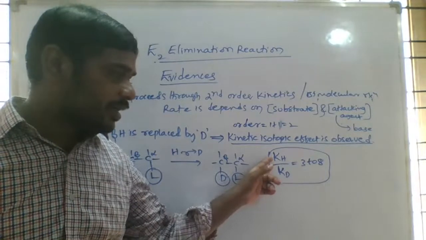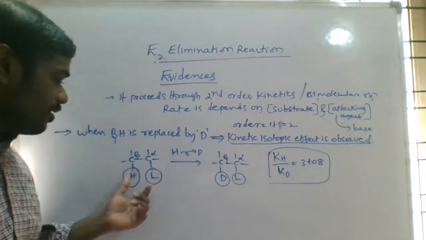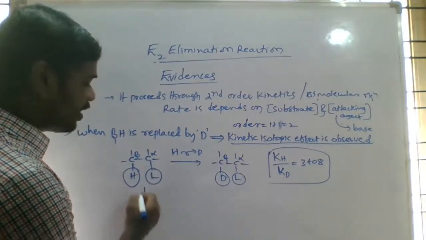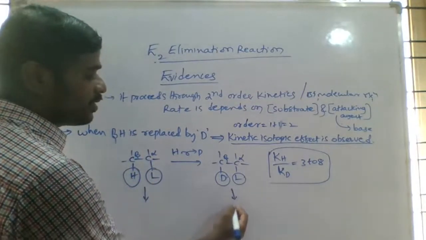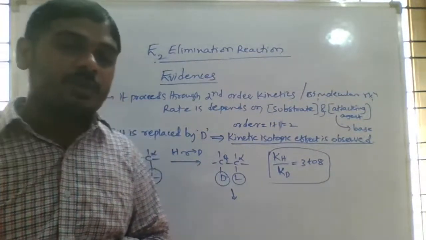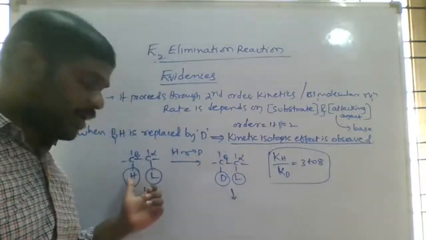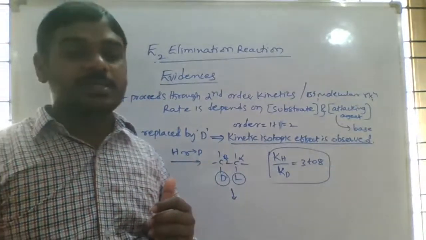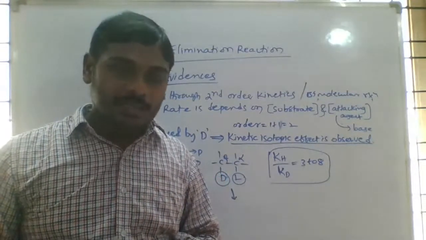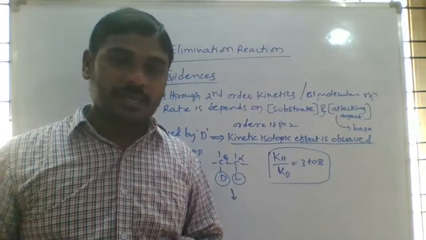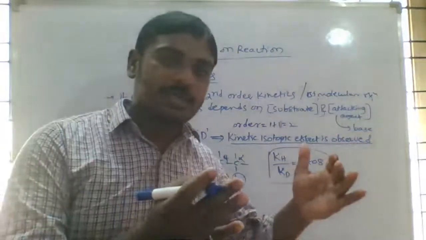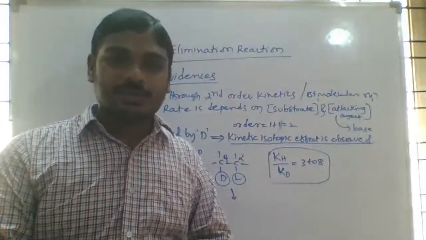So therefore, here kH by kD is nothing but the rate of this step compared to this one; the elimination rate changes, there is variation. So this indicates that the removal of the beta hydrogen atom takes place in the RDS step, the rate determining step. And the E2 mechanism is mainly a stereospecific reaction. Stereospecific means reactant stereochemistry is retained in the product. So that is stereospecific.